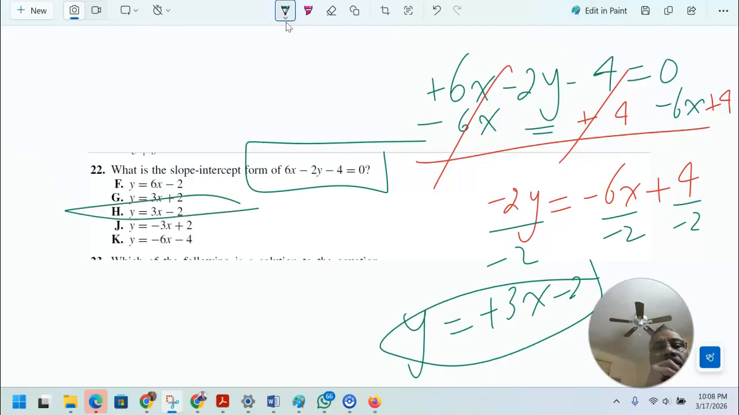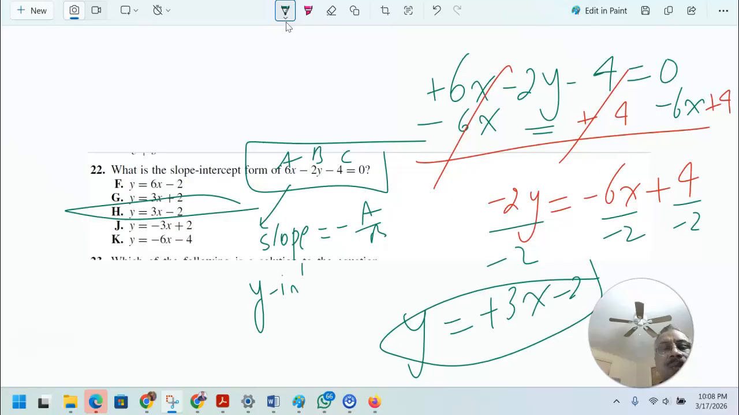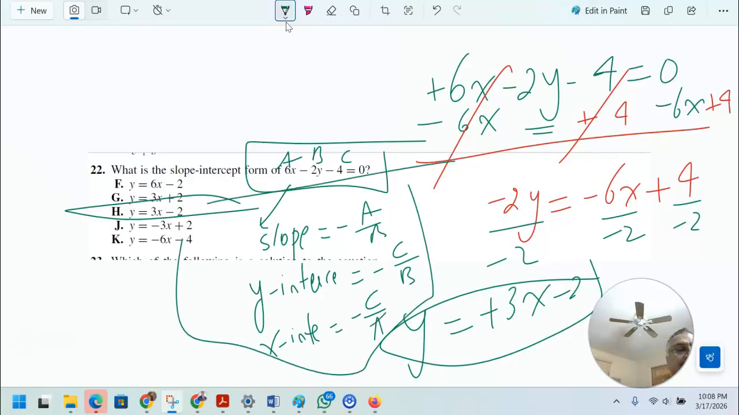Okay, I only hope I'm making sense. I just wanted to show that if the slope is asked, the direct answer is minus a over b. It's like a, b, and c. If the y-intercept is asked, then it is minus c over b. If the x-intercept is asked, that is minus c over a. So this is like a direct question.